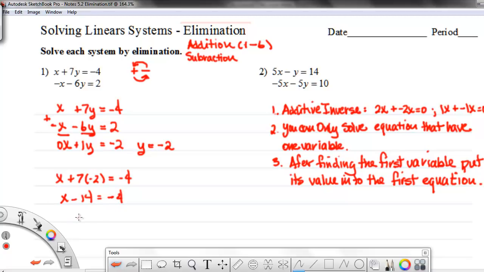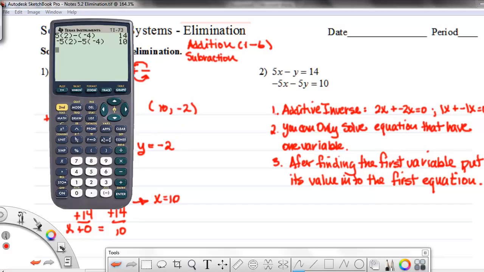Now I want to get the x value by itself. I will add 14 to each side. That goes to 0. This goes to 10. That tells me that x equals 10. My ordered pair solution for this is, remember the x goes first, so the 10 goes first, the negative 2 goes second, and there we go.